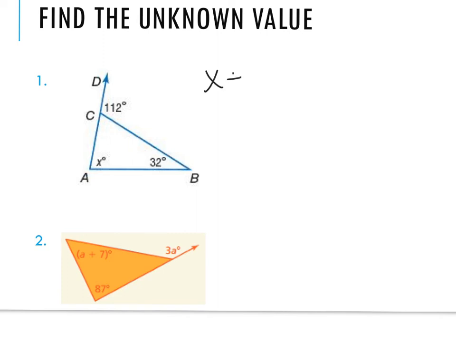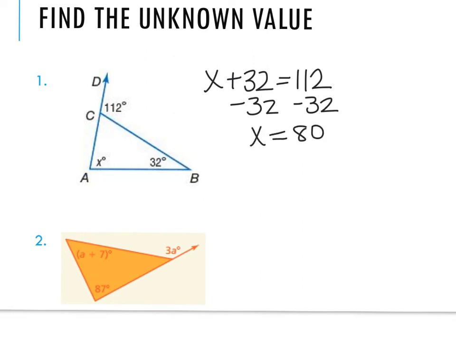So x plus 32 equals 112 degrees. And then I'm going to subtract, and I get x equals 80 degrees. Let's also do number 2 together, and then you'll have one of these exterior angle problems to do on your own, and we'll check together in class.